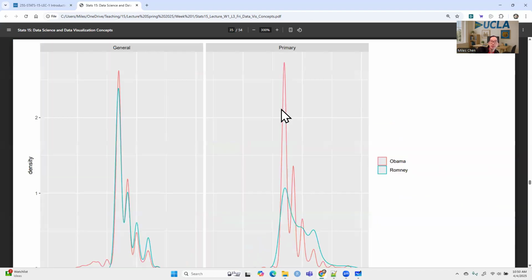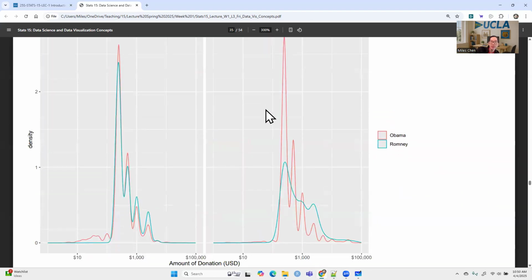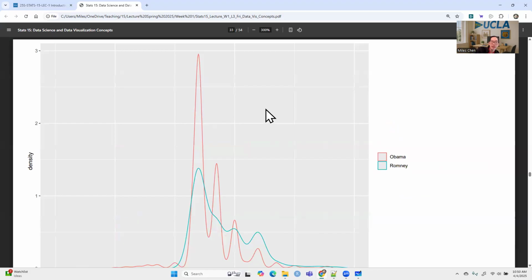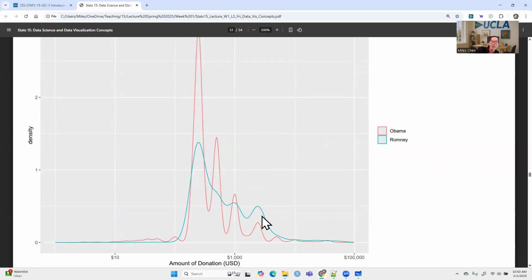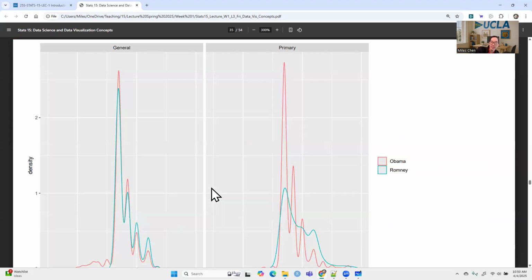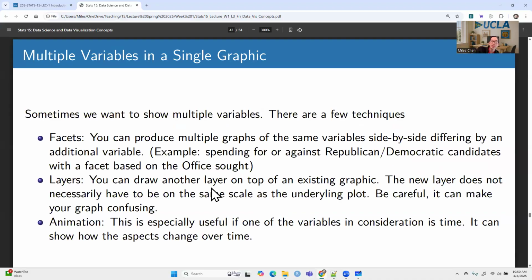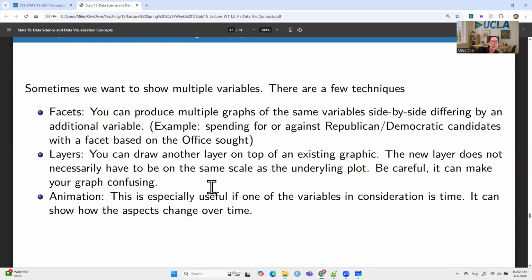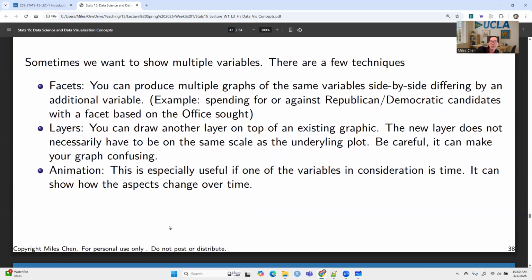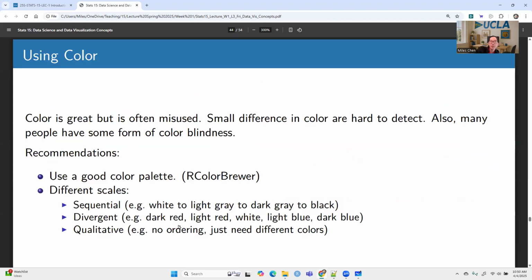Another is we can show layers. Here is layers where we have the blue layer overlaid on top of the red layer to show our different candidates. So those are different ways we can show different variables. And then you can even do animations. I don't have animations in this example set of slides, but that can show how things have changed over time.